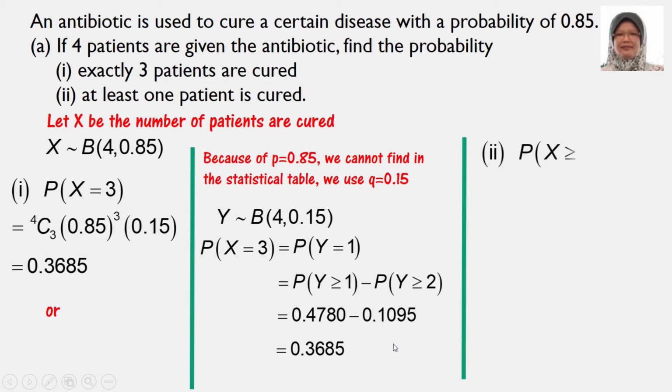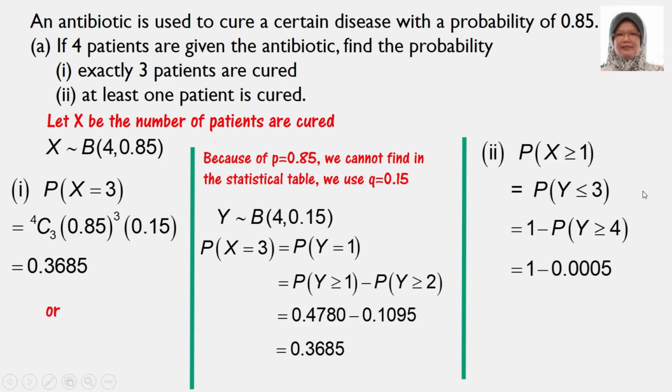Okay, for question 2, at least 1 patient is cured. P(X ≥ 1) becomes P(Y ≤ 3). We must change to 1 minus P(Y ≥ 4). Read from the table and we get the answer 0.9995.